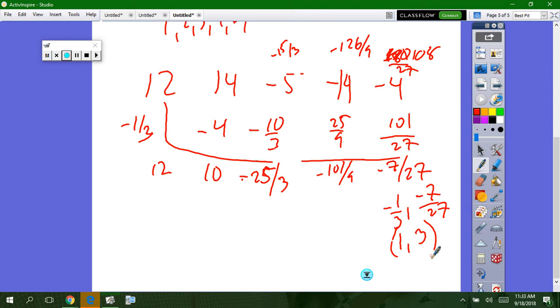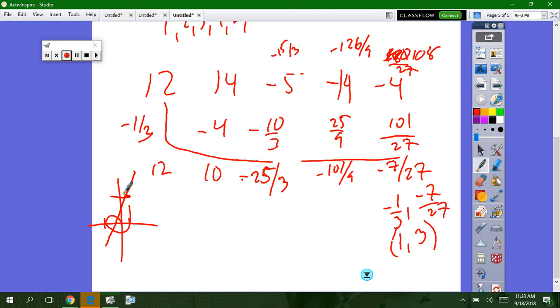Let me plot these 2 points on the graph. Here's 1,3. Here's negative a third, negative some value down here. What's important about that? There's still a lot of choices, but there's a 0 in there. There's a 0 between negative a third and 1. Because remember how I added the coefficients? That's like putting 1 in.